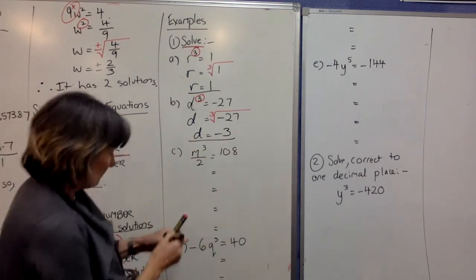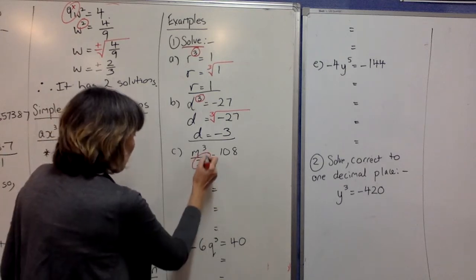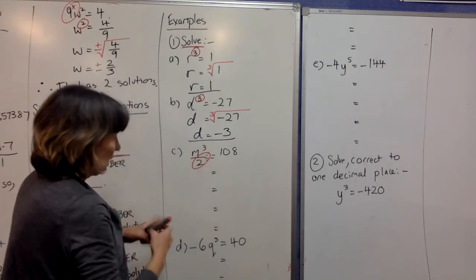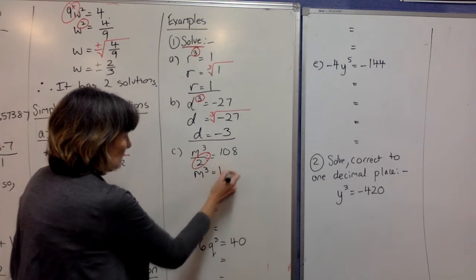All right, next one. Just do what we normally do. We're getting rid of that divided by 2. Come to the other side, times by 2.